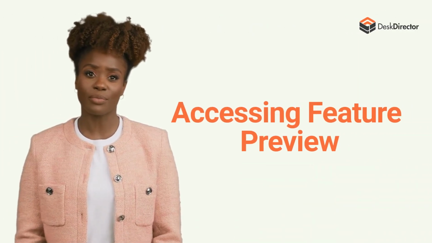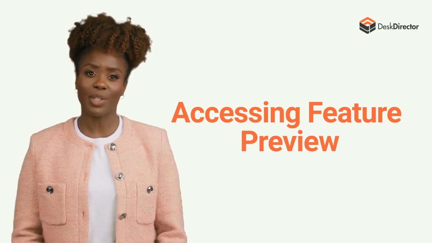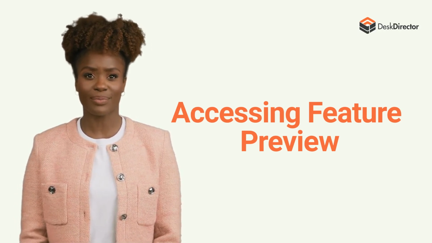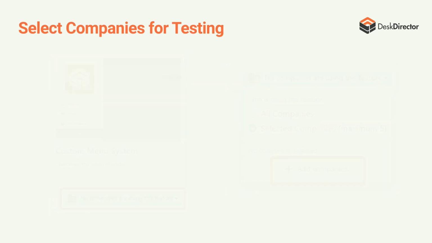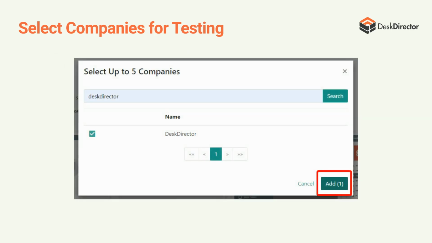Navigate to Portal, then Feature Preview. Here, you can control feature rollouts. You can choose up to 5 companies to test new features. Click the drop-down under the feature description, then click Add Companies. Search and select the companies you wish to include.